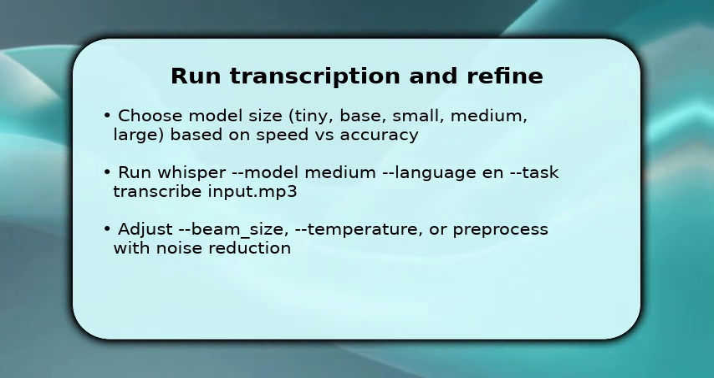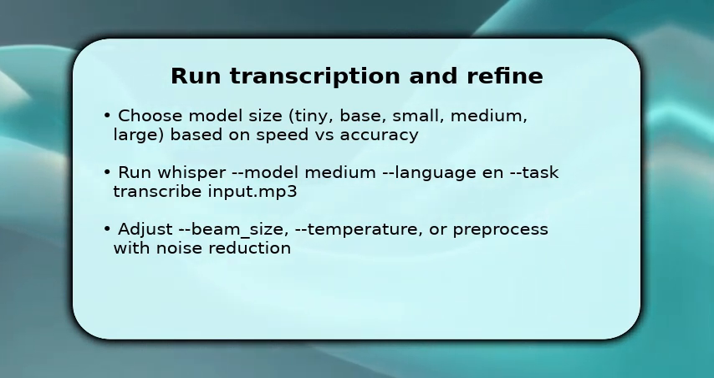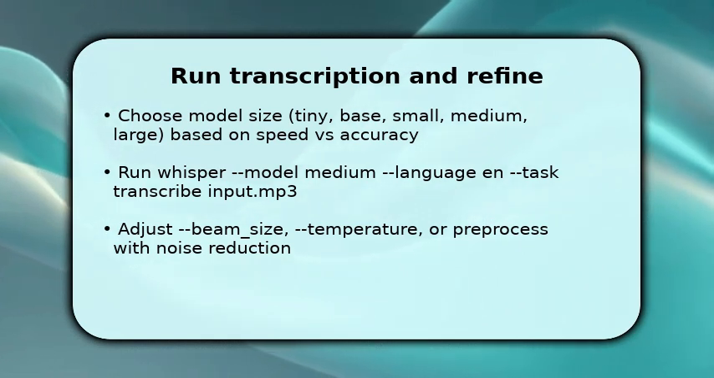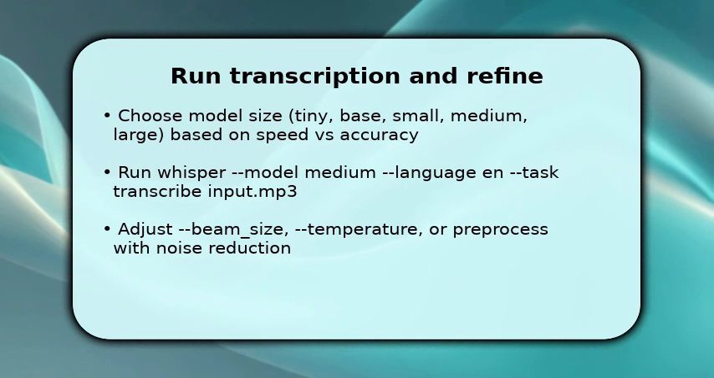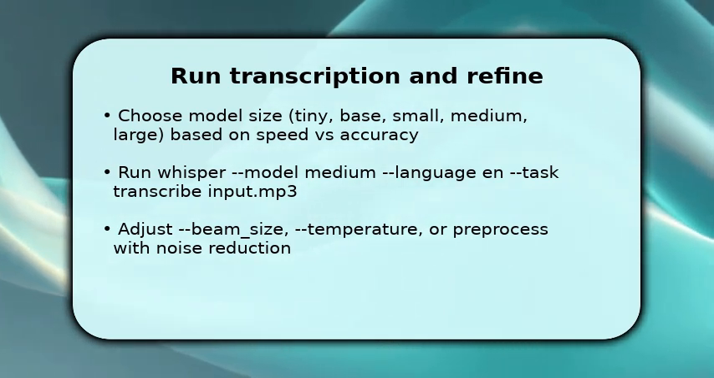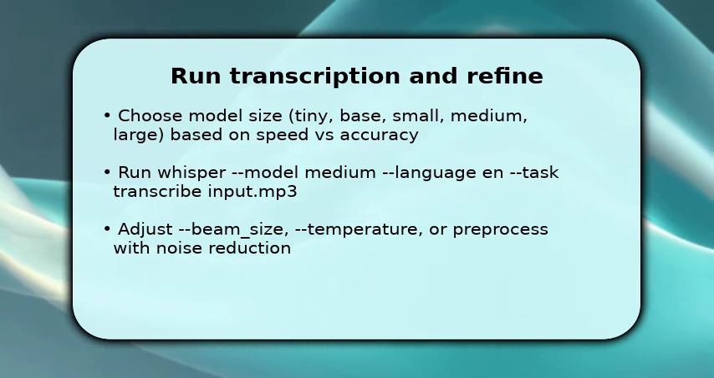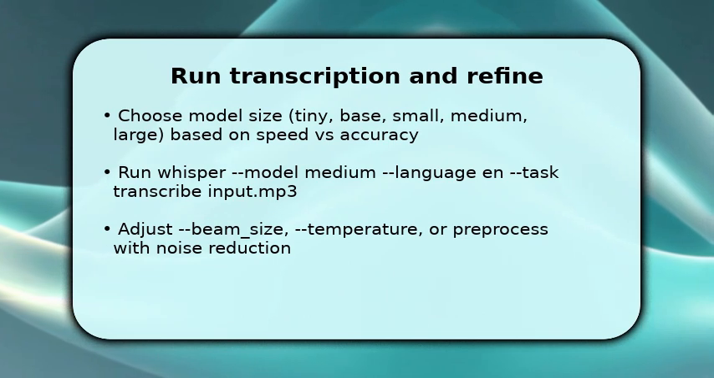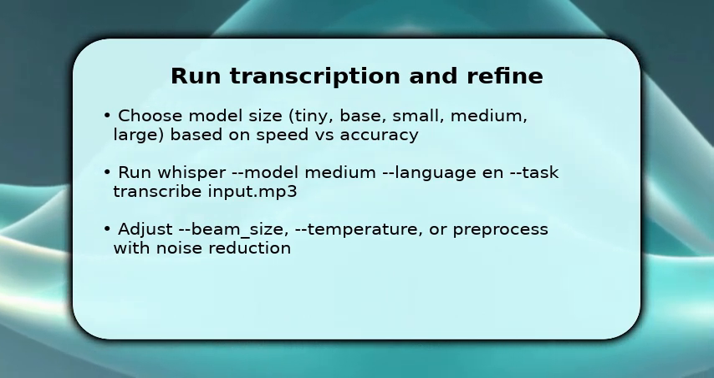Execute the transcription command with explicit language and task flags so Whisper avoids language detection errors. If results are rough, preprocess audio for noise, or tweak decoding options like beam size and temperature to improve punctuation and word choice. Once you compare outputs, run a longer file using your chosen settings to validate.